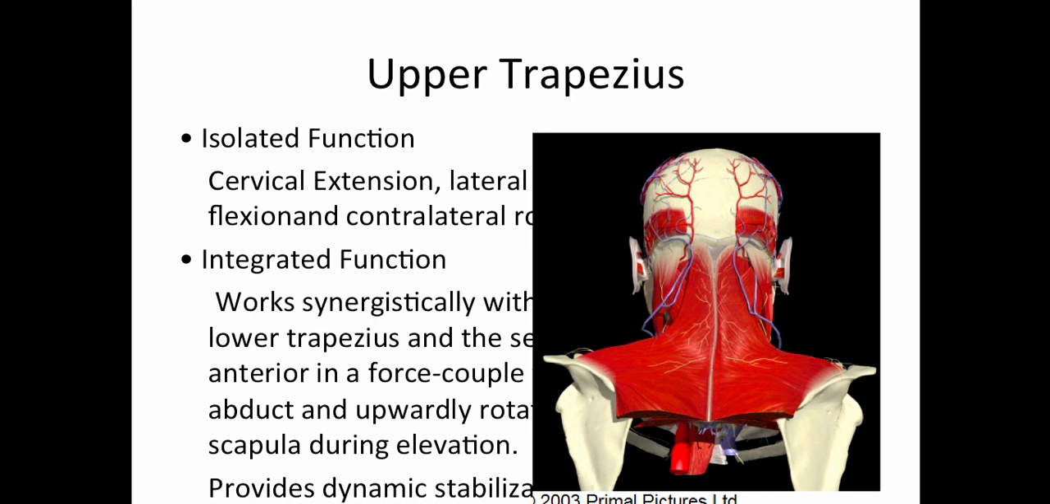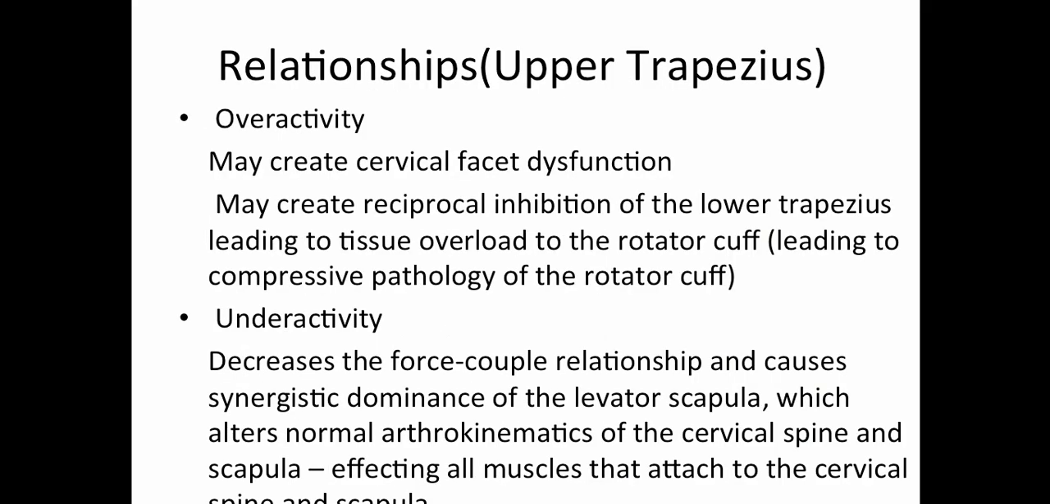The integrated function is that it works synergistically with the lower trapezius and the serratus anterior in the force couple to abduct and upwardly rotate the scapula during elevation. The upper trapezius provides dynamic stabilization of the cervical spine. Overactivity of the upper trapezius may create cervical facet dysfunction.